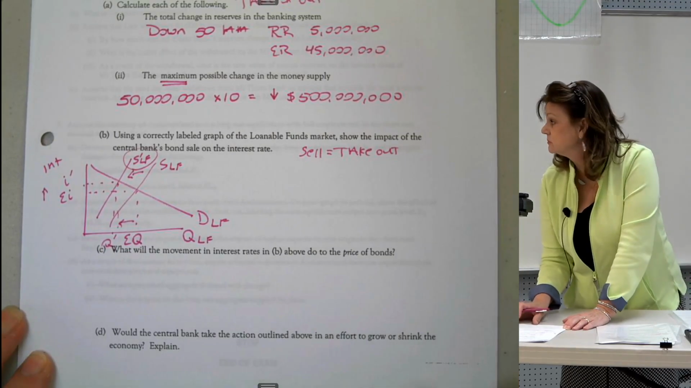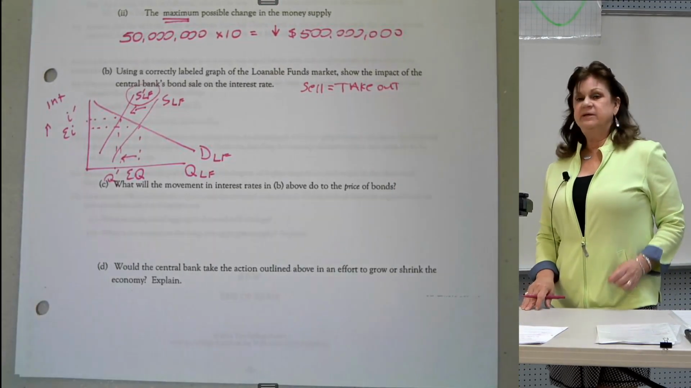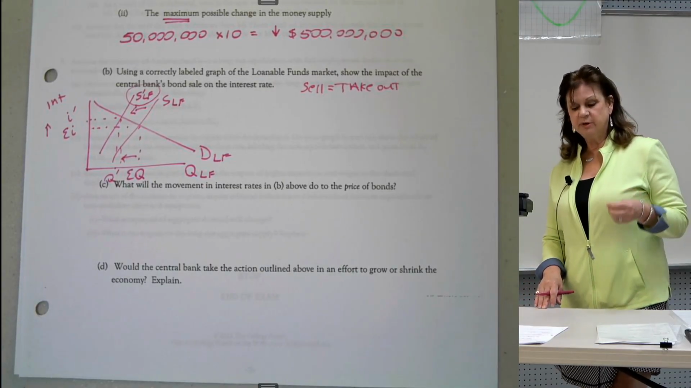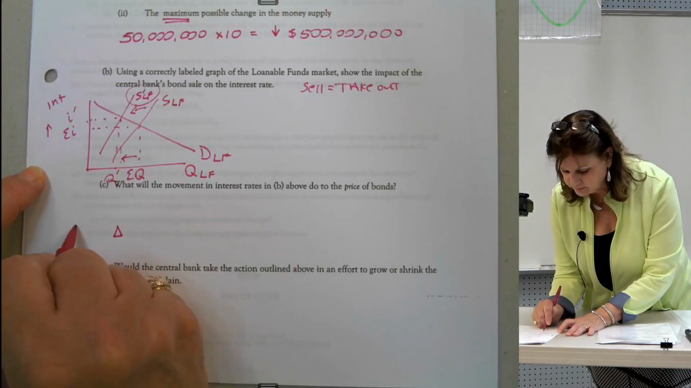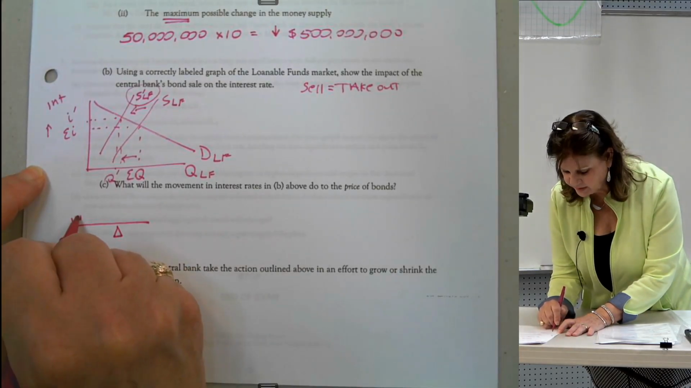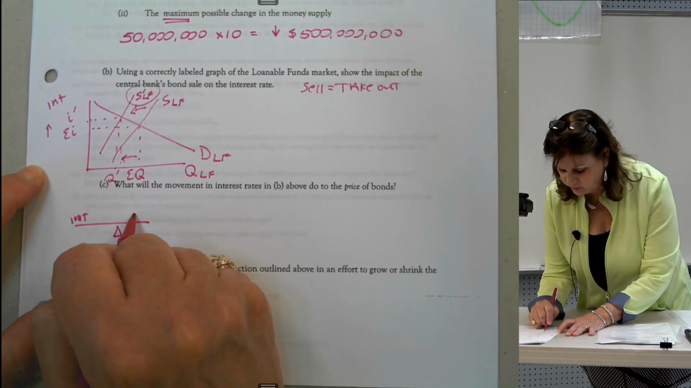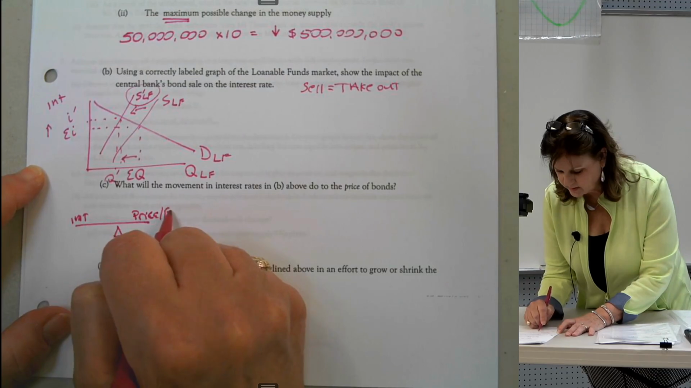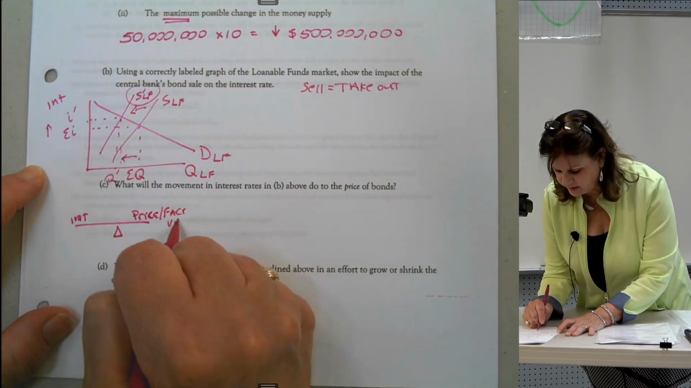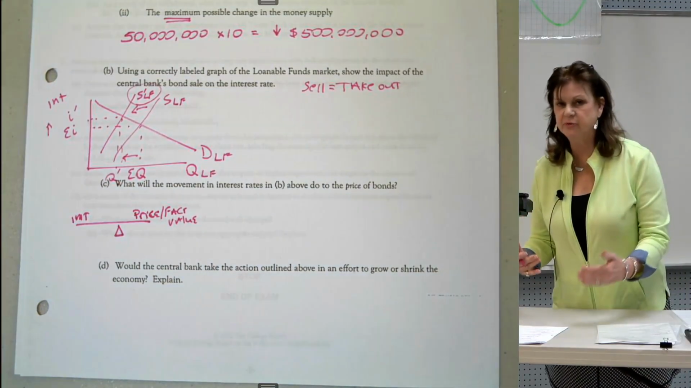Not too rough. Okay. What will the movement in interest rates do to the price of bonds? Well, again, go back to your teeter-totter here. I have interest rates on one side and face value or price of the bond on the other. So just think to yourself what's happening. Go back to your graph.